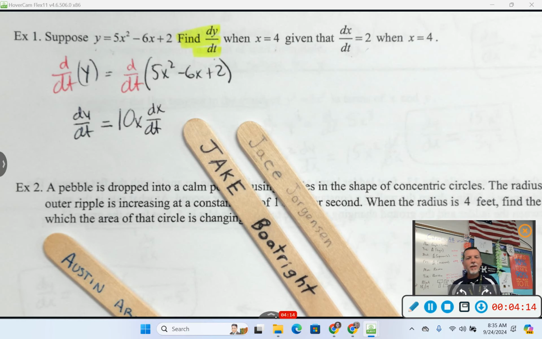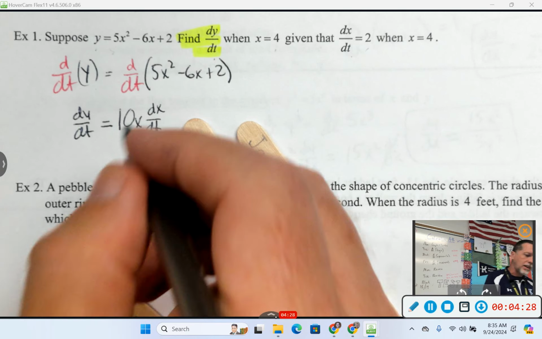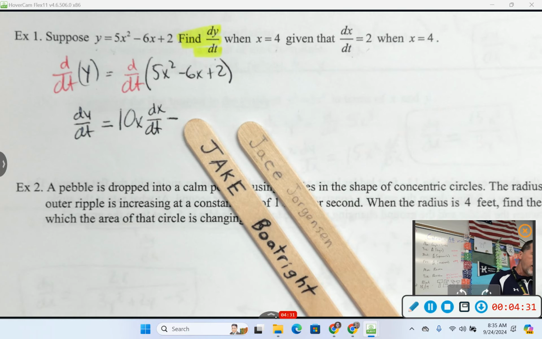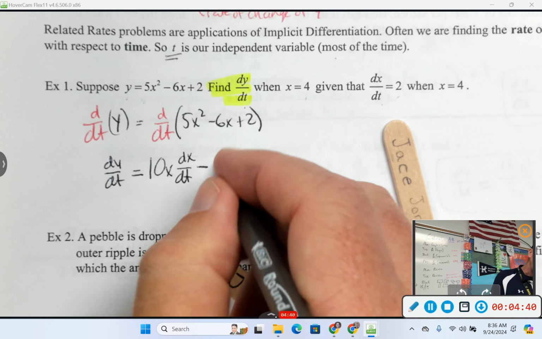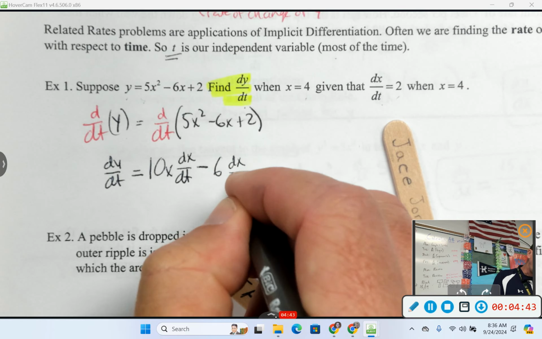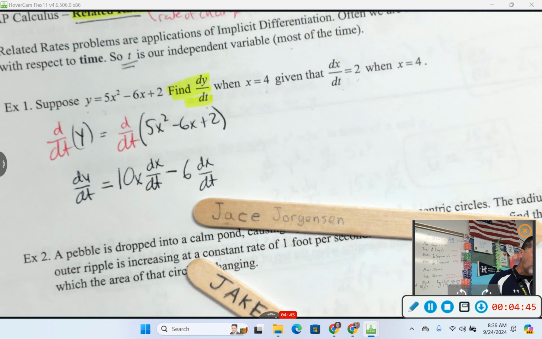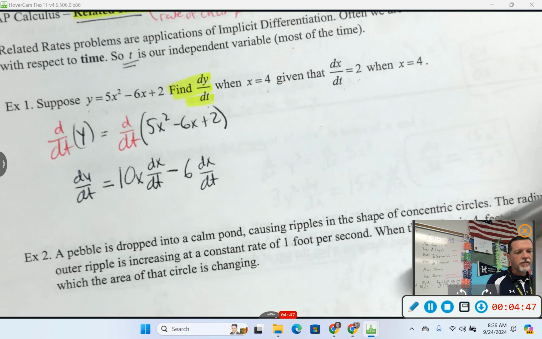Would you like to make a guess at what most people miss when they're taking a derivative with respect to time of 5x squared? They don't do the dx dt. That's exactly right. They forget about the dx dt. Like, they know the derivative is 10x, but they'll leave off the dx dt. All right, Jake. Austin laid a nice example for you here. How about the derivative of negative 6x? Negative 6 times dx dt. Negative 6 dx dt. And Jace, the derivative of 2? 0.